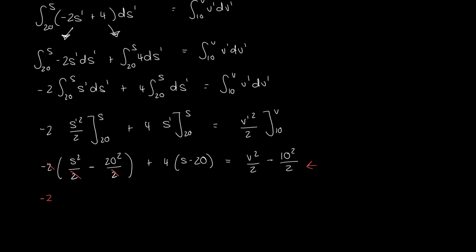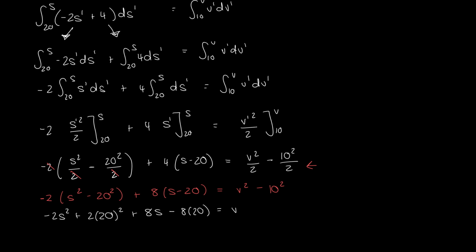So that's just going to give us minus 2s squared minus 20 squared plus 4 times 2 is going to give us 8s minus 20 is equal to v squared minus 10 squared. Okay, now we can neaten it up a bit. So continue just multiplying everything out. Minus 2s squared plus 2 times 20 squared plus 8s minus 8 times 20 is equal to v squared minus 10 squared.